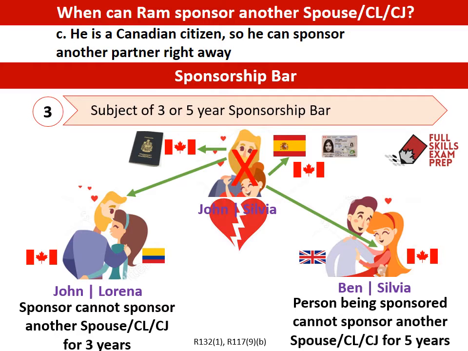With the example we saw in the lesson, we saw the example of John and Sylvia. So remember, John, who's a Canadian citizen, can't sponsor another spouse for 3 years. Because for him, as a sponsor, he is restricted from sponsoring another spouse, common law partner, or conjugal partner for 3 years. And just to add on to that, Sylvia, in this case, who was sponsored as a spouse, common law partner, conjugal partner, would not be able to sponsor someone else as a spouse, common law partner, conjugal partner for 5 years. As we are talking about Ram, he would be in the same situation as John.